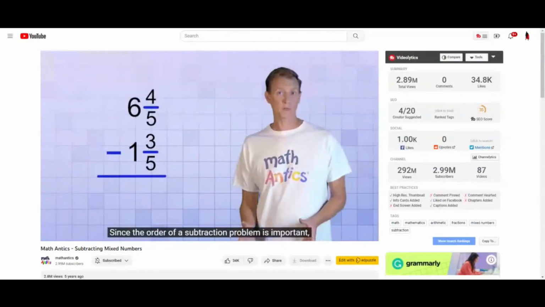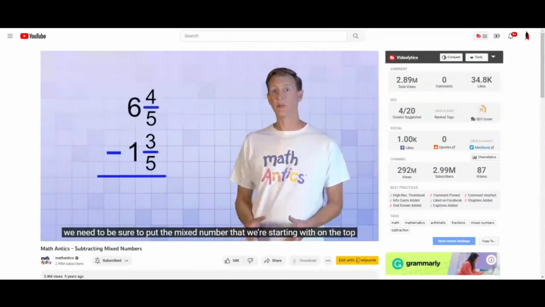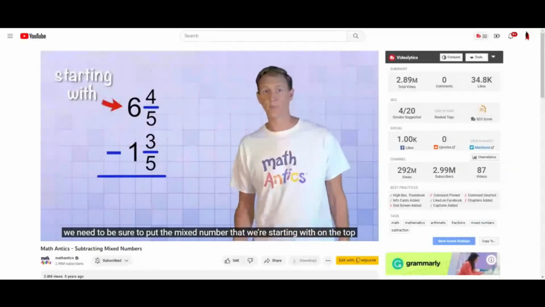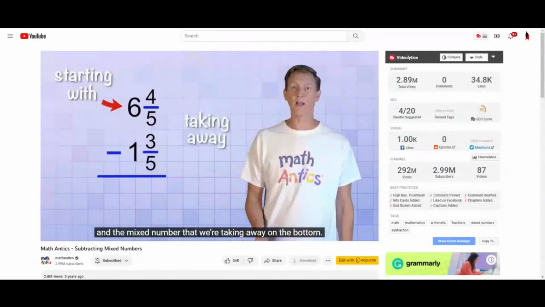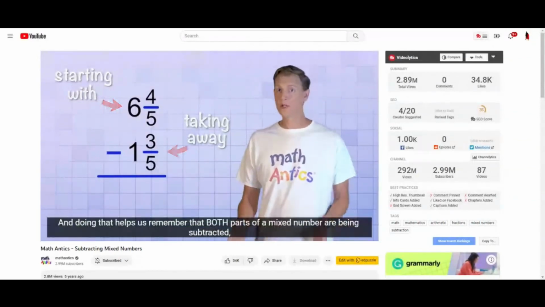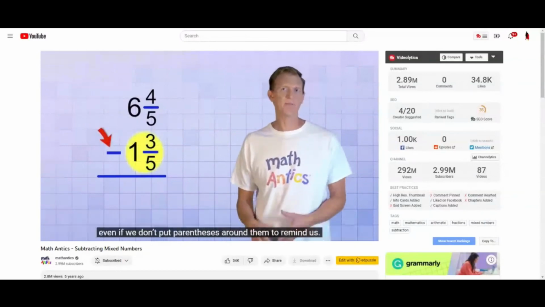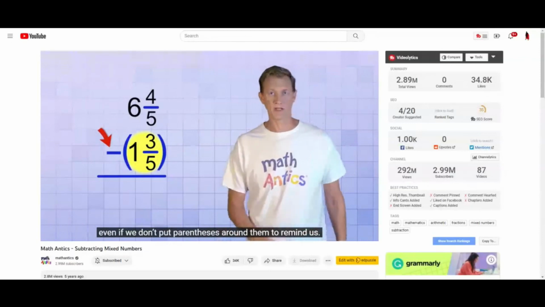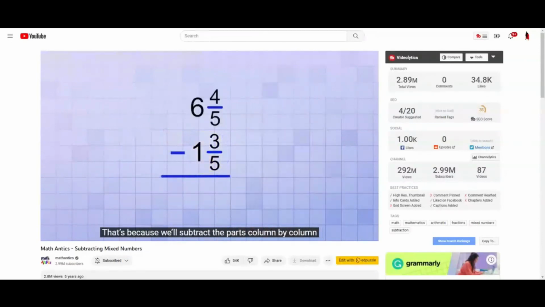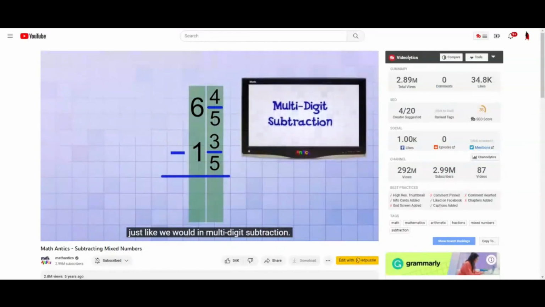Since the order of a subtraction problem is important, we need to be sure to put the mixed number that we're starting with on top, and the mixed number that we're taking away on the bottom. And doing that helps us remember that both parts of a mixed number are being subtracted, even if we don't put parentheses around them to remind us. That's because we'll subtract the parts column by column, just like we would in multi-digit subtraction.